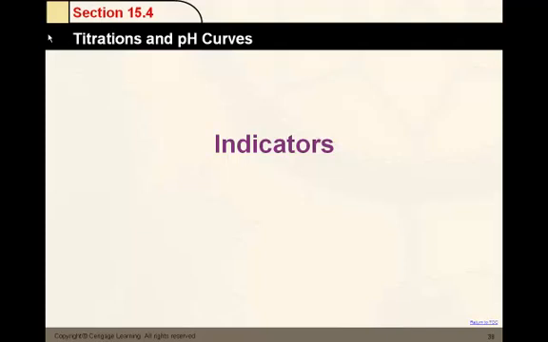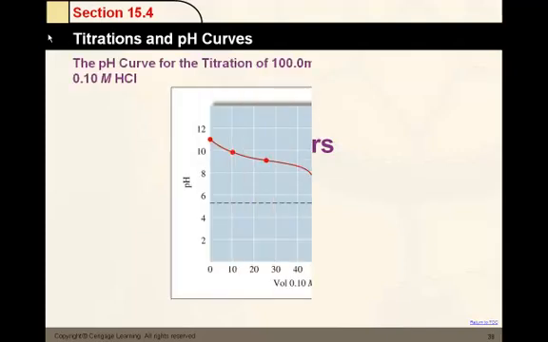Indicators are substances that change color when the pH changes. We can have different indicators that indicate acids. We have different indicators that indicate base. And so choosing an indicator for a titration is pretty important.